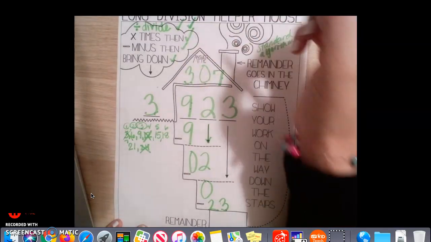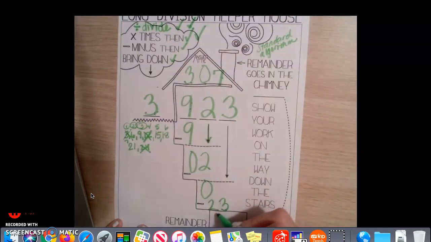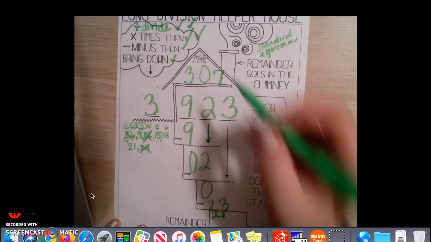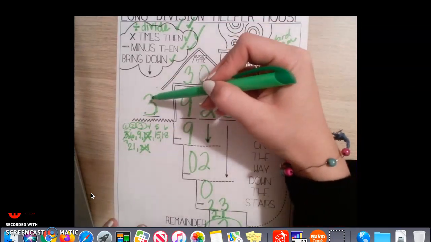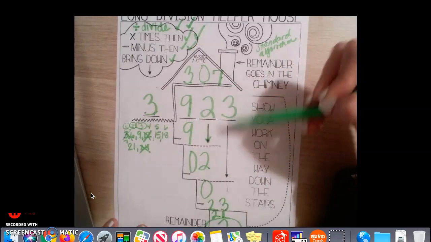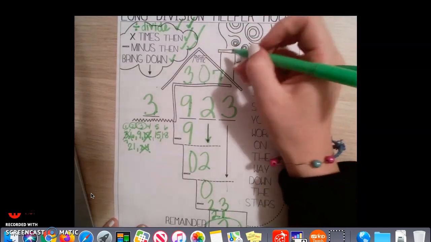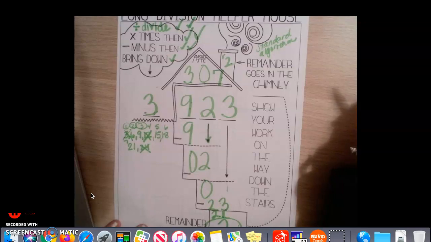That was our divide. Now we have to multiply. 3 times 7 is, we ran out of room here, 21. Now we have to subtract. 23 minus 21 is 2. Now, 3 doesn't go into 2, and we have nothing left to bring down. We've brought down the 9, 2, and the 3. So we know that this is our remainder. So our answer is 307 with a remainder of 2.